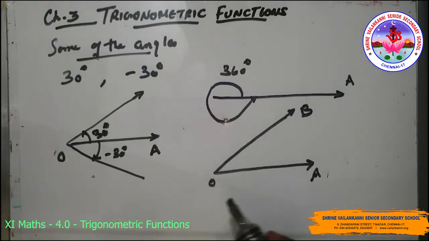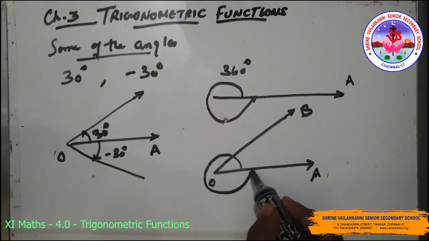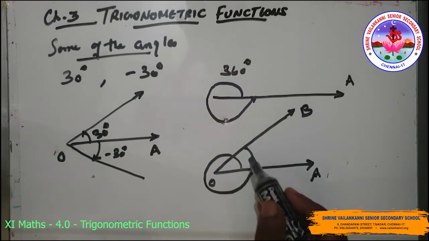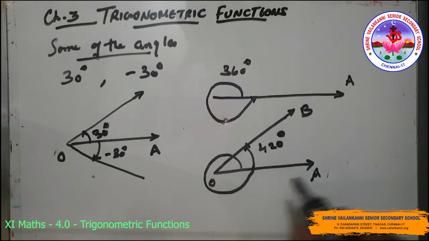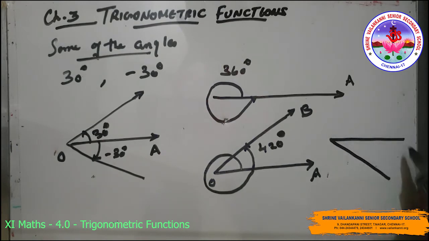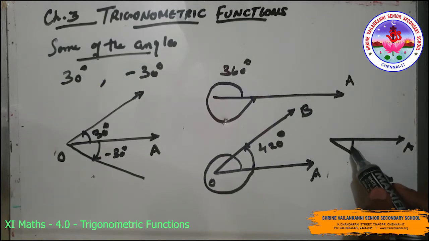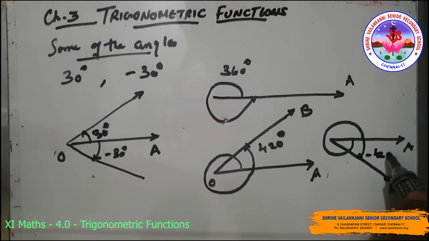If it is 420 degree, one complete revolution is 360 plus 60 degree, which is 420 degree. Positive, so I have to draw anti-clockwise. If it is minus 420 degree, I have to draw clockwise. So one complete revolution is 360 degree plus some 60 degree, which is minus 420 degree.